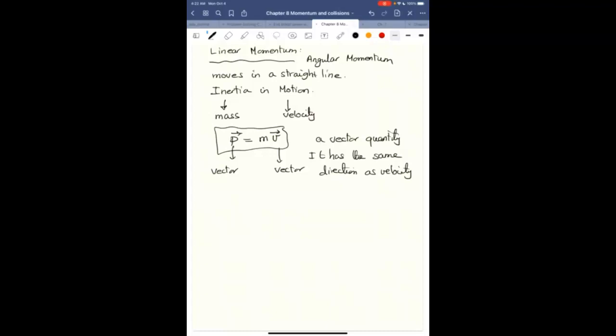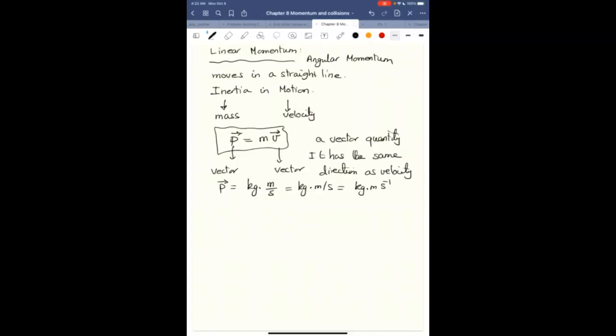Then it has the same direction as the velocity, and to calculate what the units of momentum are, we'll say P is mass, kilogram, and velocity, it is meters per second. Then this is the unit used for momentum. It doesn't have a special name, and it can be written like this. It can be written as this.